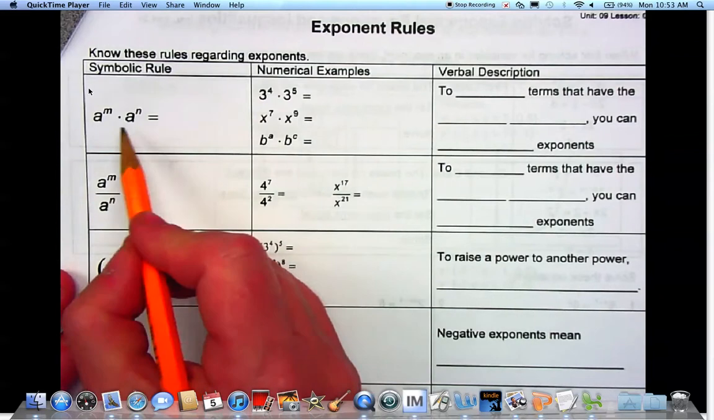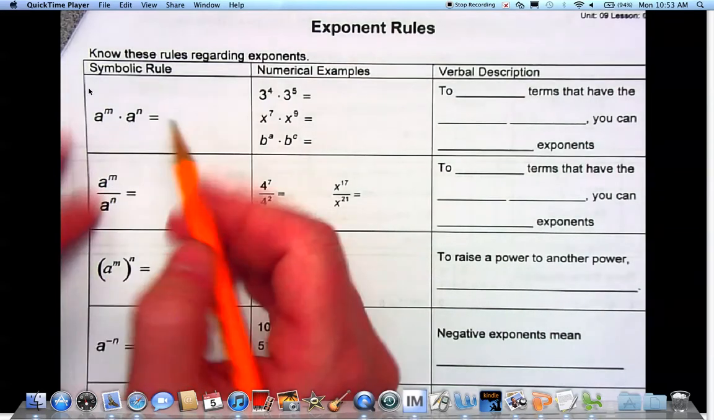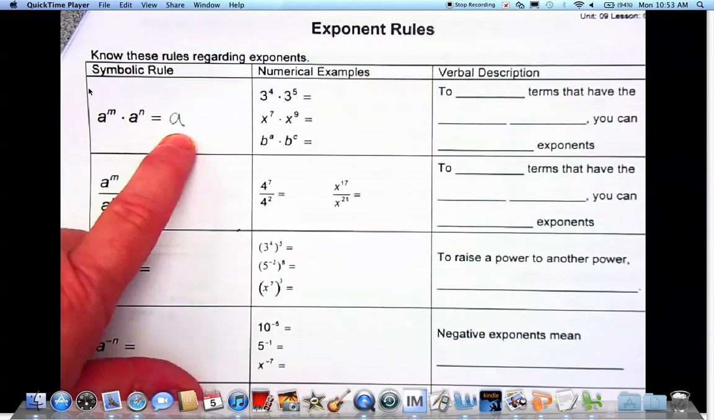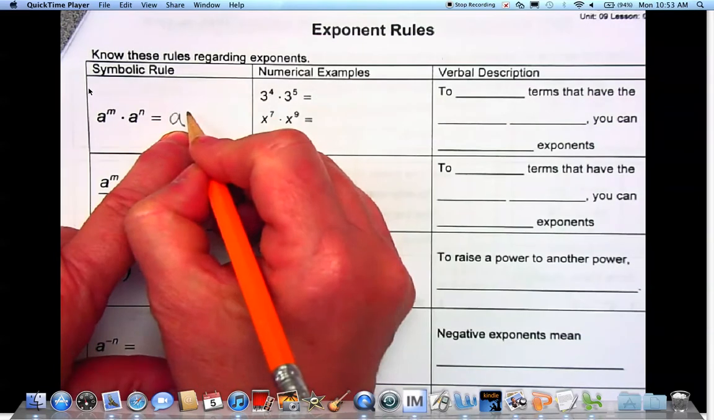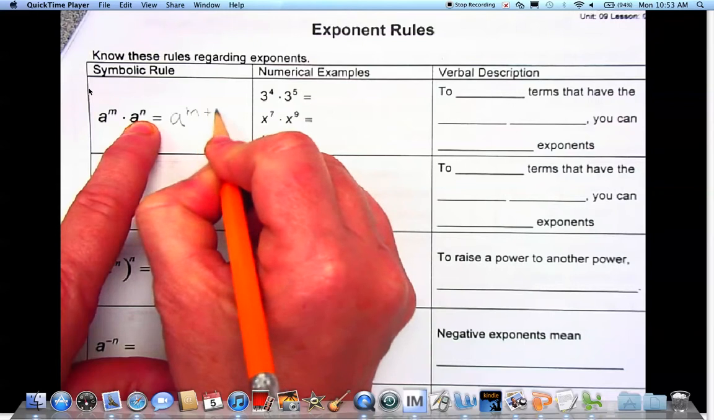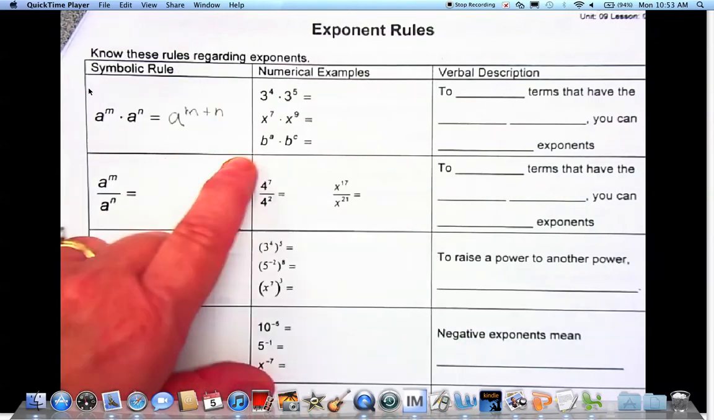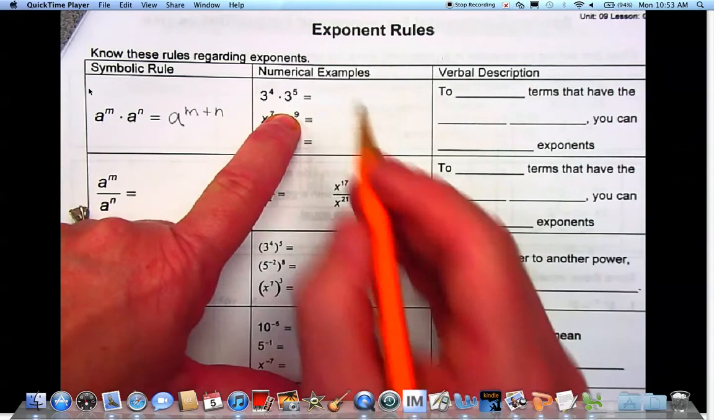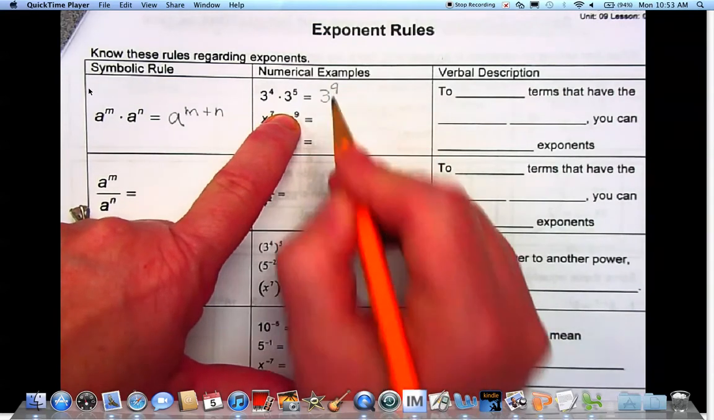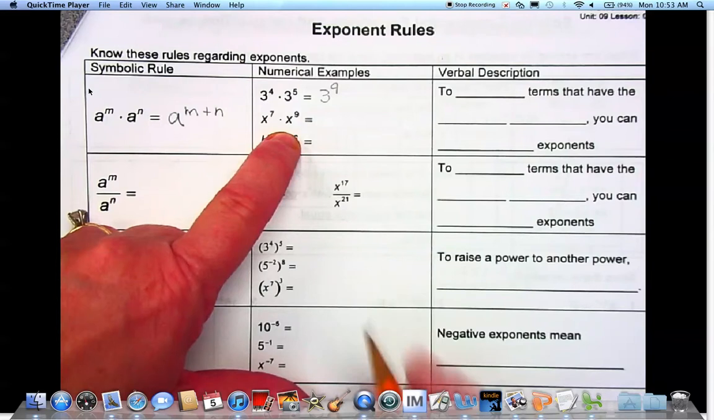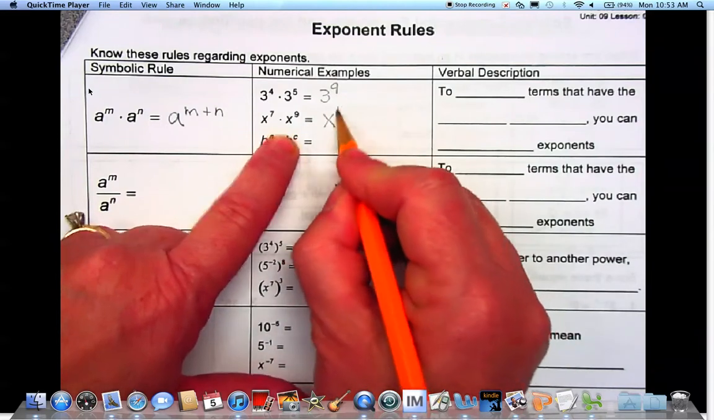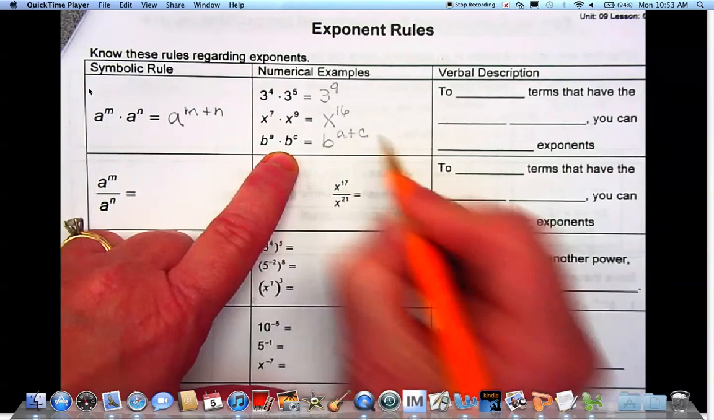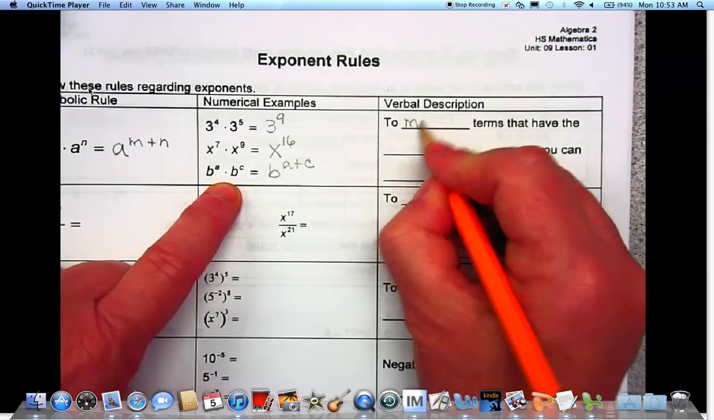This is what you just did. A to the m times a to the n. What do you do with the exponents? Add them. So you keep the same base, and so this would be a to the what? M plus n. Good. So 3 to the 4th times 3 to the 5th is? Good. Keep the same base. Add the exponents. X to the 16. And b to the a plus c. Good.